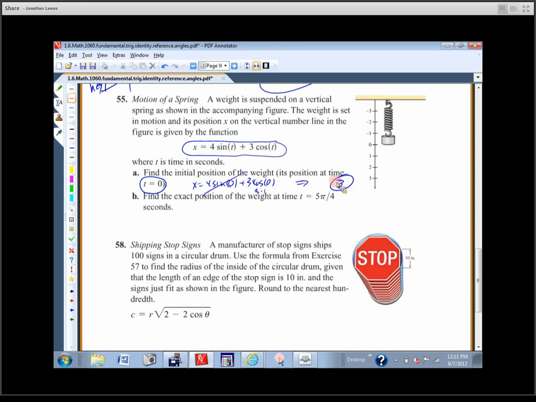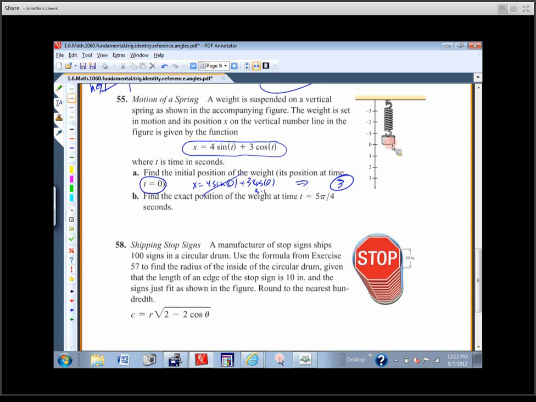So now let's go back and read the problem. It says a weight suspended on a vertical spring as shown in the accompanying figure. The weight is set in motion and its position x on the vertical number line in the figure is given by that function right here, where t is measured in seconds. So they push or pull this weight. The spring kind of keeps it flopping up and down, and they start a stopwatch the minute they let it go.